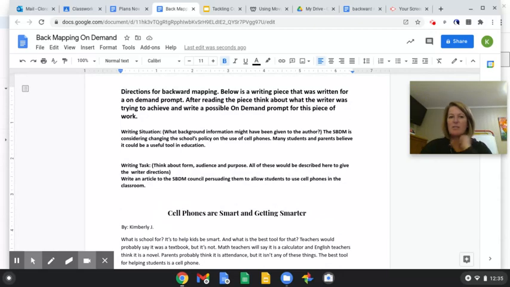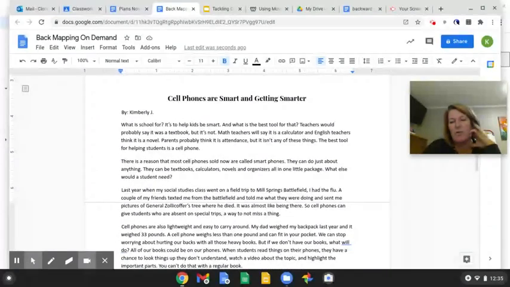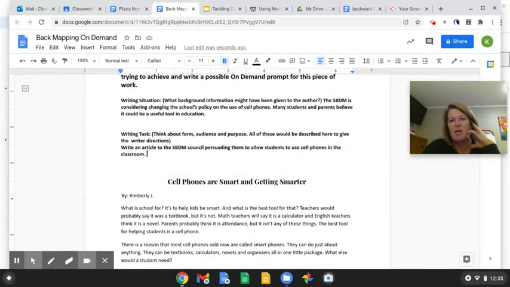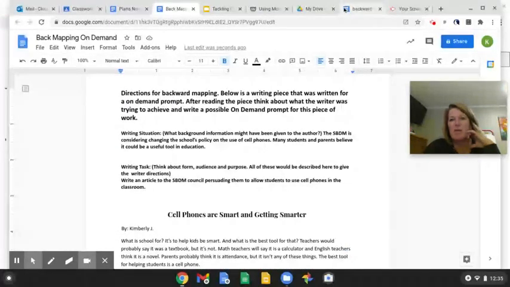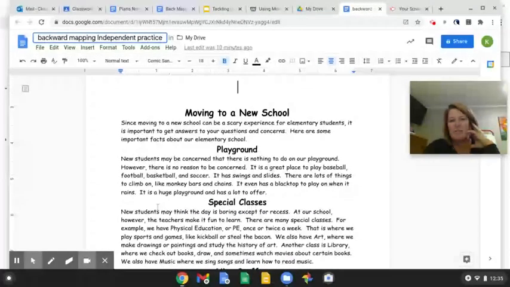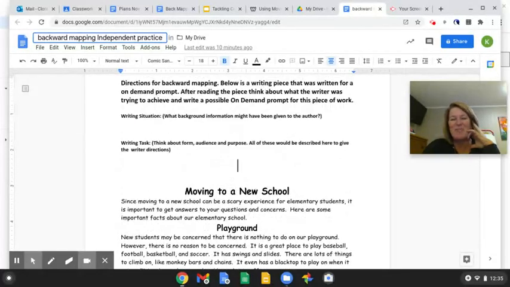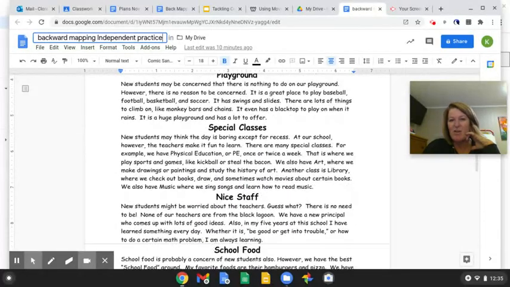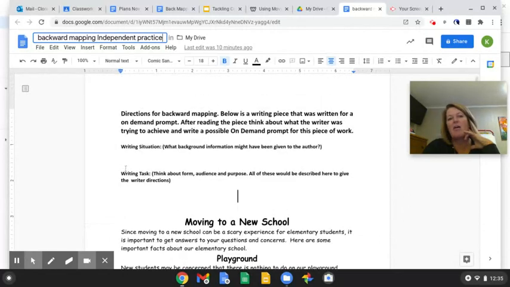Now, that doesn't mean that this was the exact prompt, but these directions would certainly follow the goals of what the writer has accomplished. Now, your job is to do the same thing. We are going to give you another article. This one looks like this. Oh, I already gave away the form. But you're going to read another writing piece, read through it carefully, and then go back. What could have been the writing situation? What would have been the background information given to the reader? And then what is the writing task? That's where you include the form, audience, and purpose. All right, guys, good luck.